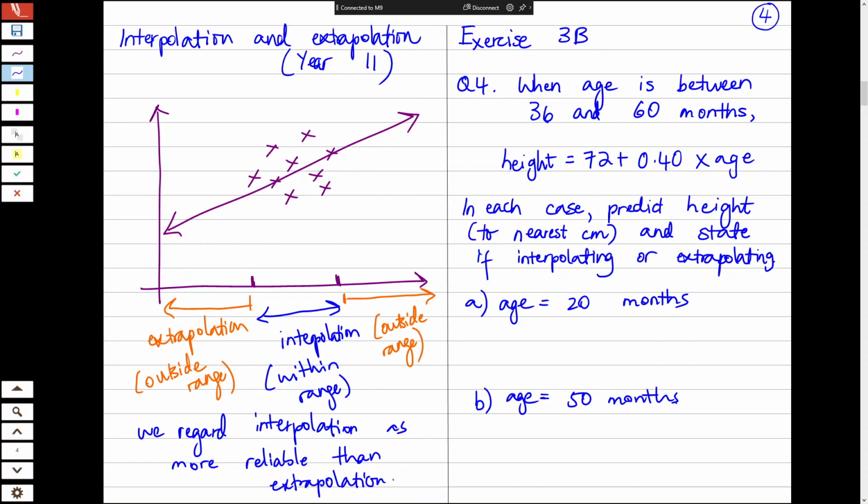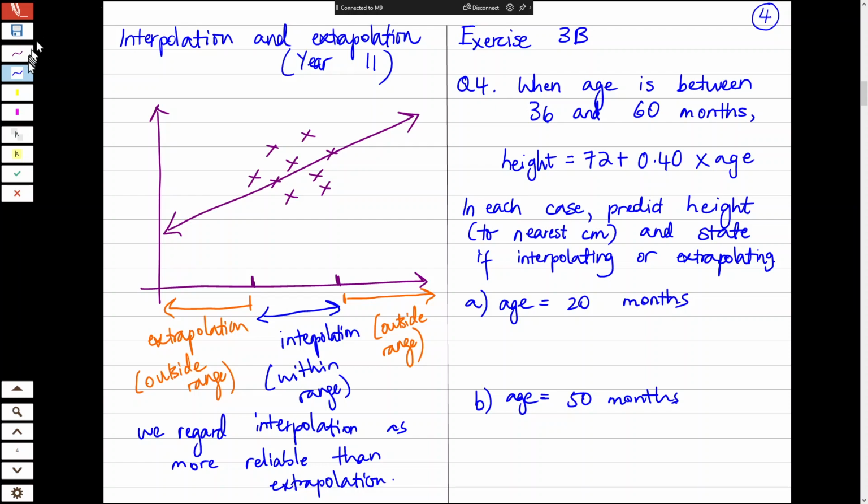So, what do you need to do? You need to know these two terms. I could ask you, is this prediction an example of interpolation or extrapolation? And I might ask you to comment on whether one prediction is more reliable than the other. So you need to know this sentence. Okay?